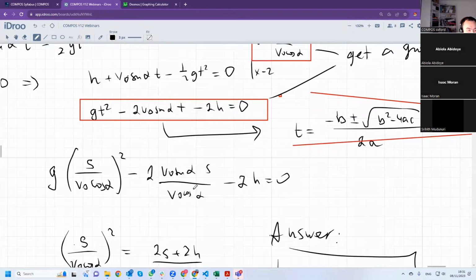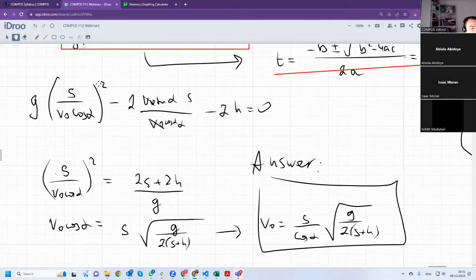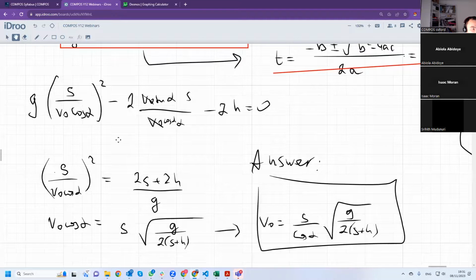This is cos alpha, or v0 still cancels, and this is tan. I wondered, it doesn't make any sense that this is 2 tan alpha. 2s tan alpha plus h. Okay, that makes more sense. Thank you.